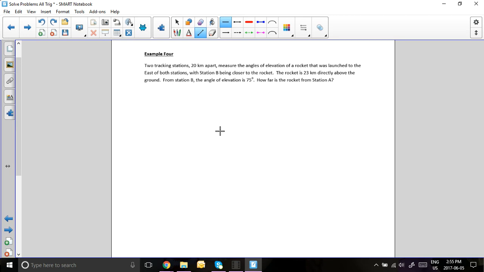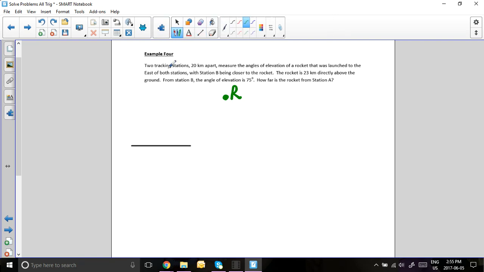So remember, never eat sour watermelons. So the tracking stations have to be over here and the rocket is over here. So you have some kind of rocket over here, we can put a label here. Okay, and our tracking stations are down here. Okay, we'll make a line between them.